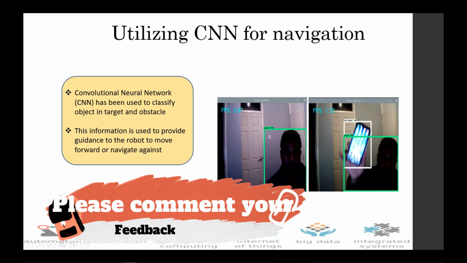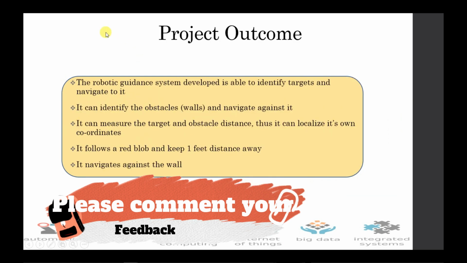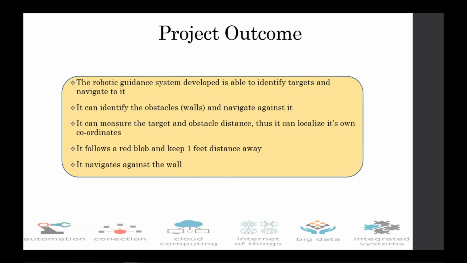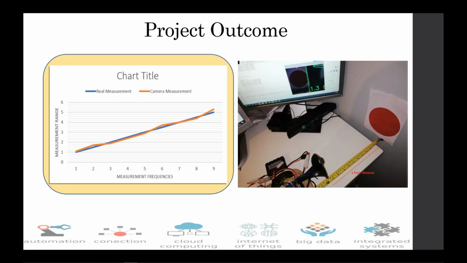Project outcome: the robotic guidance system developed is able to identify targets and navigate to them. It can identify the obstacles and navigate against them. When it is following the target, it keeps the minimum distance from the target just to avoid collision. It follows a red blob and keeps 1 foot distance away. It navigates against the wall.